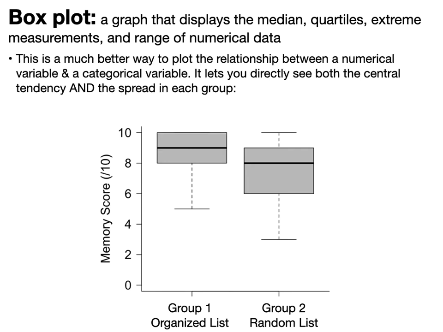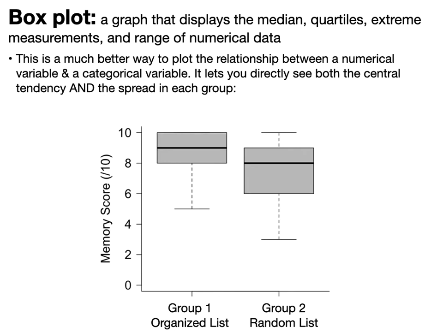And so this is a much better way because the bar graphs just show us a single value. Box plots show us more about the distribution, because remember, we've got a whole bunch of students in each of these groups, and now we can see the distribution of their scores. We can see the central tendency, and we can see the spread.